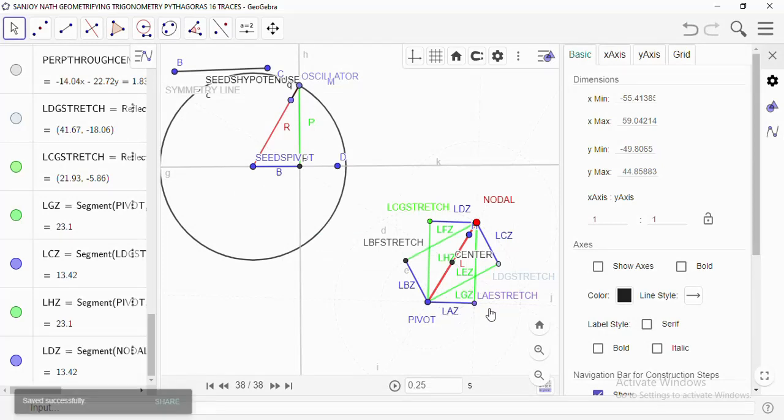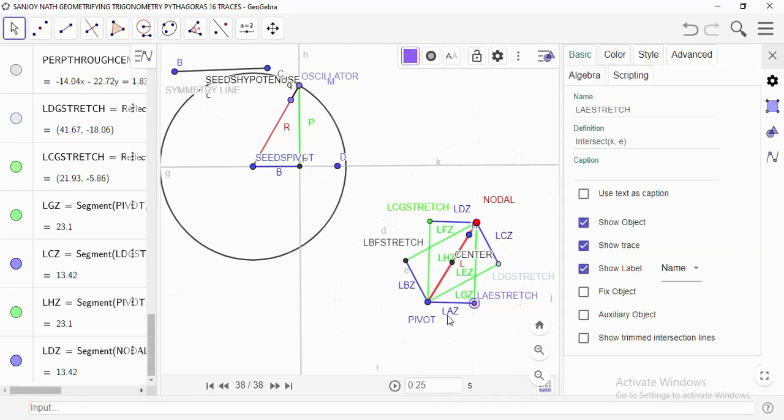Corresponding naming conventions are here. This is the stretch point where the perpendicular is formed. It is written as LAE, A with E. So A and E, both lines are meeting here, so the convention is written as LAE stretch point.